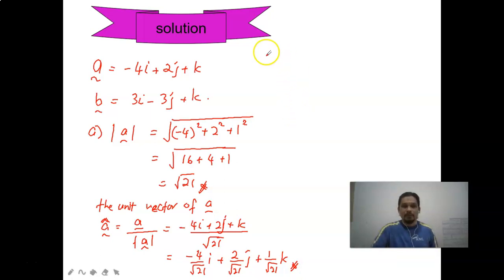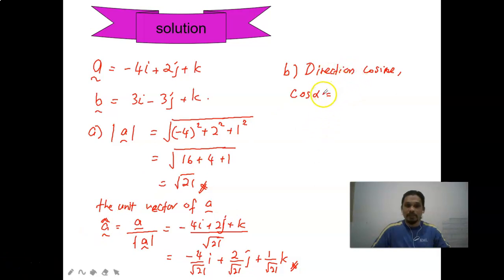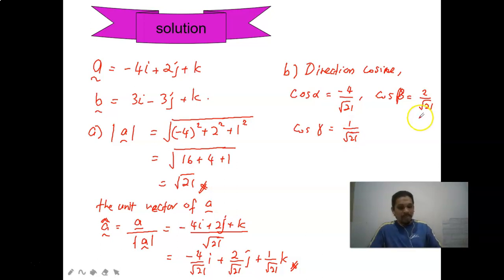Okay, then for question B, please recall the lecture notes: the direction cosine and direction angle of vector A. So the direction cosines of vector A: cos alpha equals negative 4 divided by square root of 21, cos beta equals 2 divided by square root of 21, and cos gamma equals 1 divided by square root of 21.